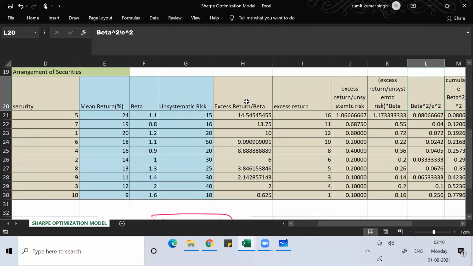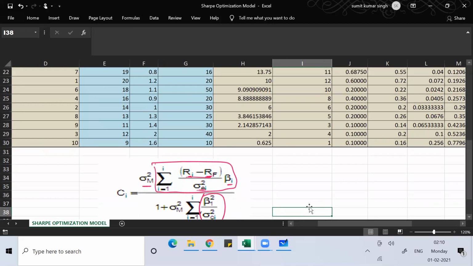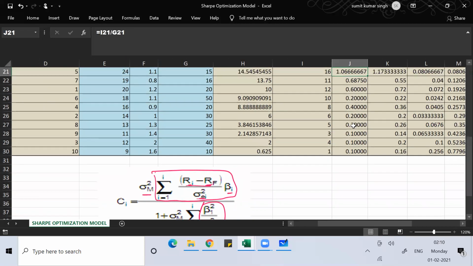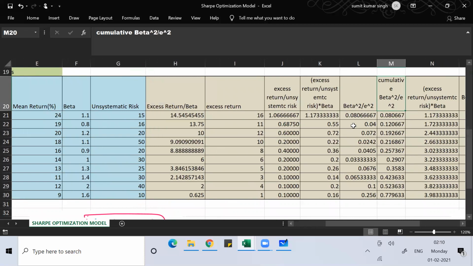So you have to find excess return by unsystematic risk, and then multiply that with the beta of the stock. So you're preparing your numerator. You can see this: you have excess return into beta by unsystematic risk. That you have to find for each stock, and then you have to find the cumulative of that value.